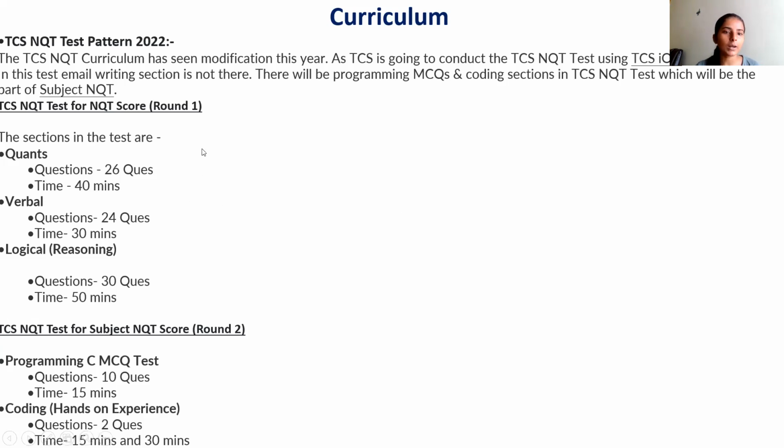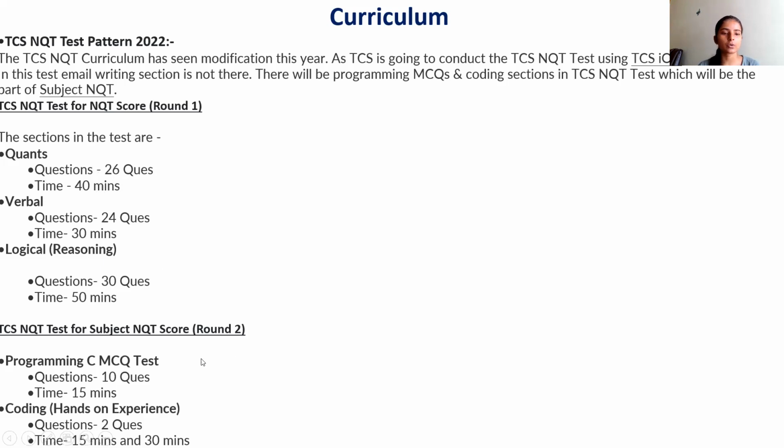Okay, so now let's discuss the TCS NQT test for round 1. In this test, there will be 26 questions, and for these 26 questions you will get 40 minutes. From the verbal section you will get 24 questions and you will get 30 minutes for solving this verbal section. Now let's move to the next section, that is logical reasoning. There will be 30 questions and you will get only 50 minutes for solving these 30 questions from the reasoning section.